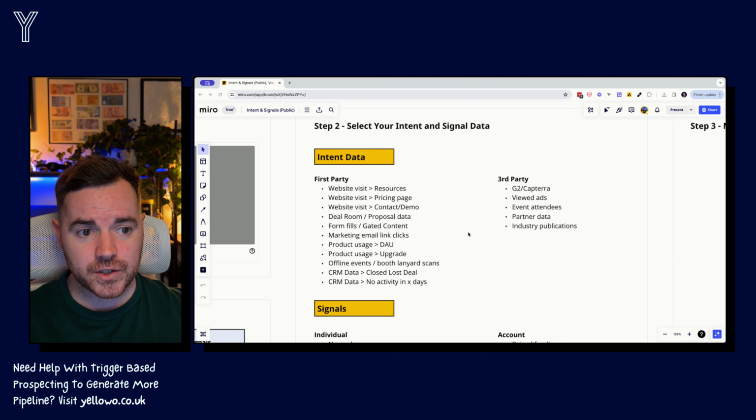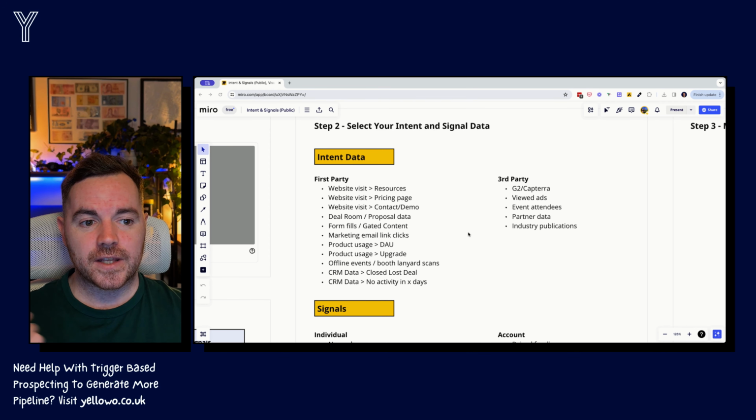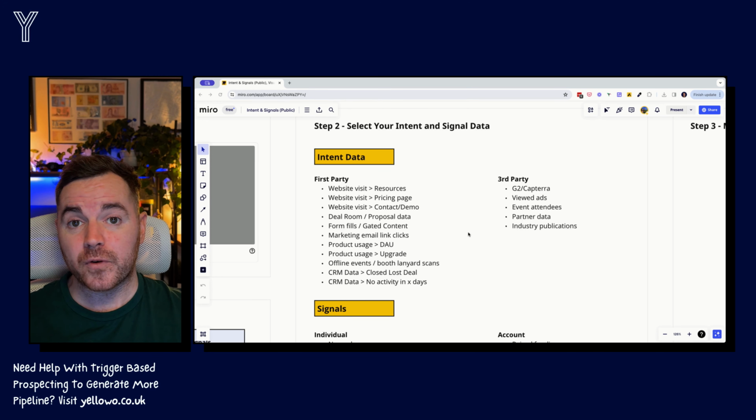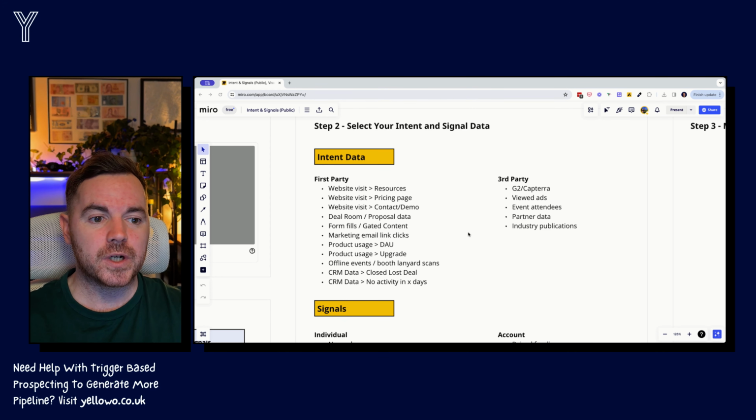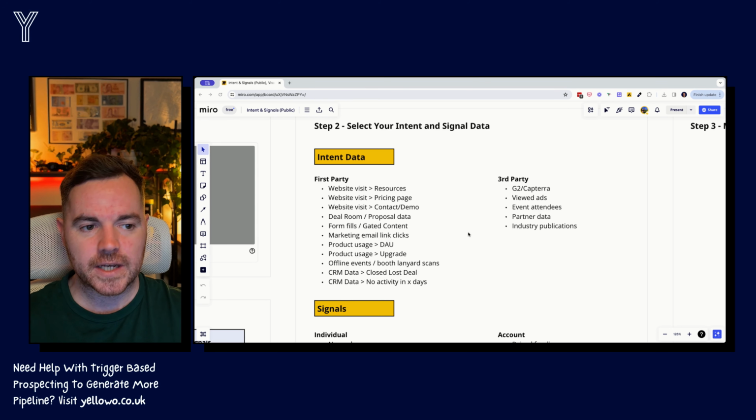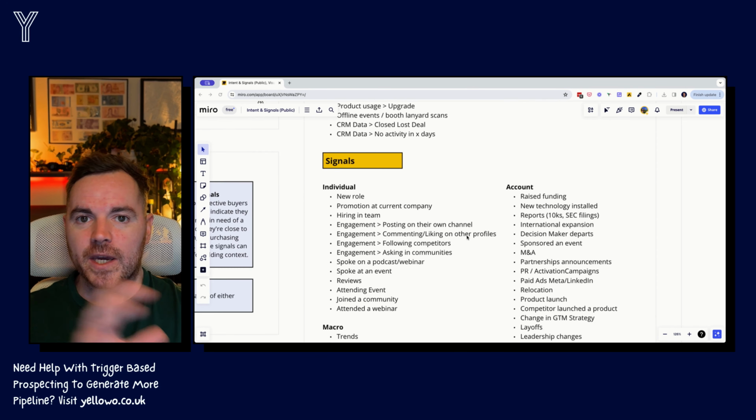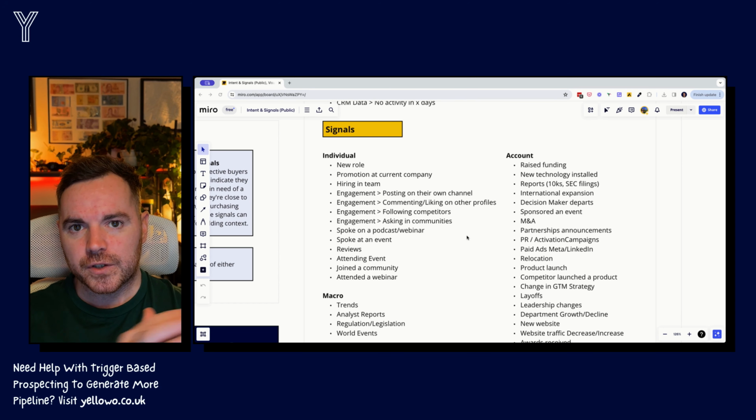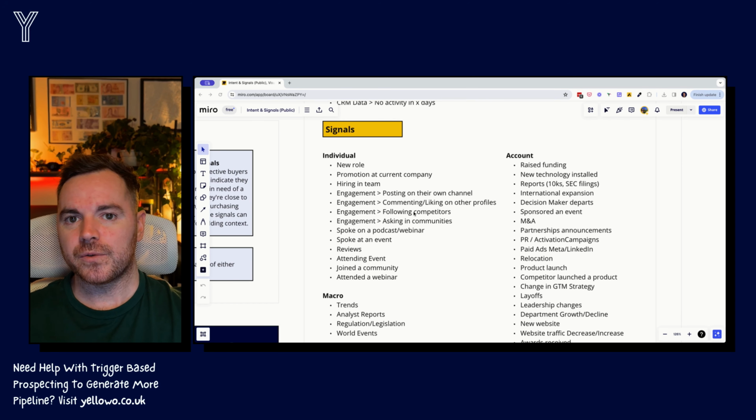Third party, as I mentioned, G2, Capterra. If they've viewed ads, they've attended an event, maybe you've got some partners who share data with you as well, and of course industry publications too, also collecting cookies and data for people. Then we get into signals, often referred to as triggers, but in my definition, signals are these things.